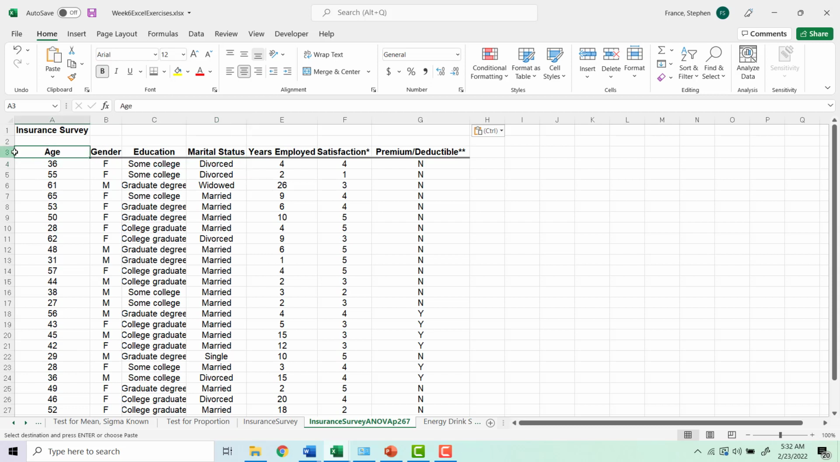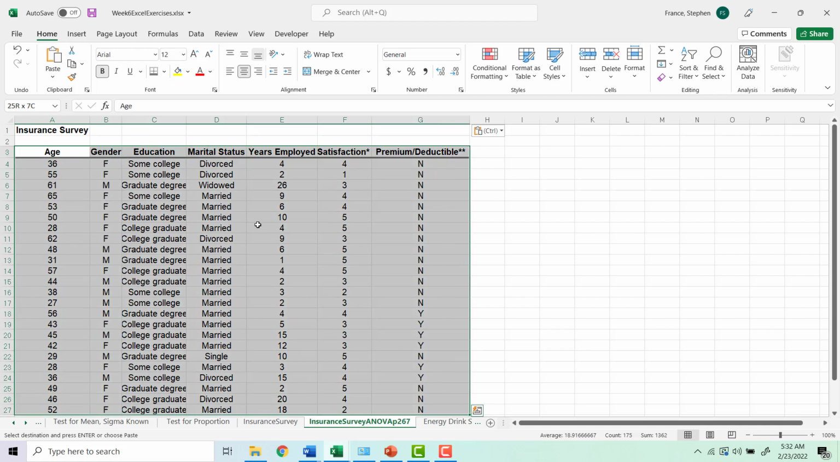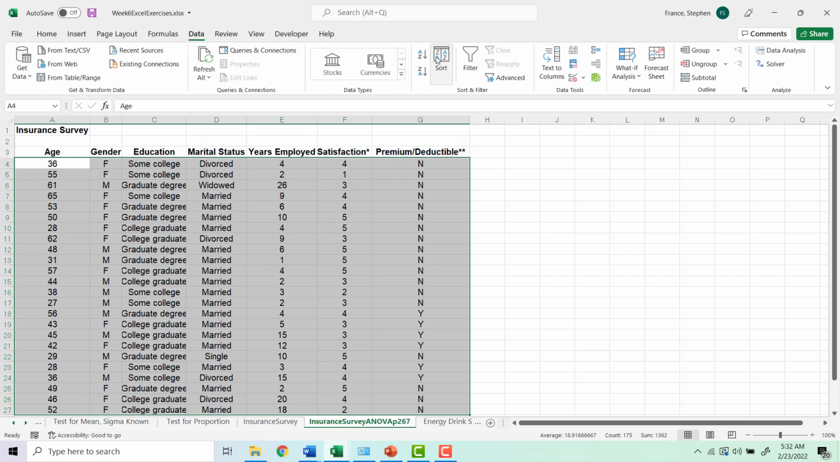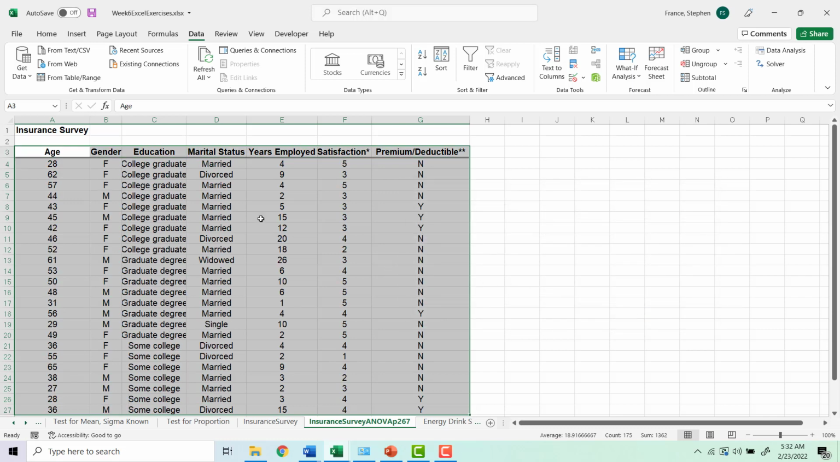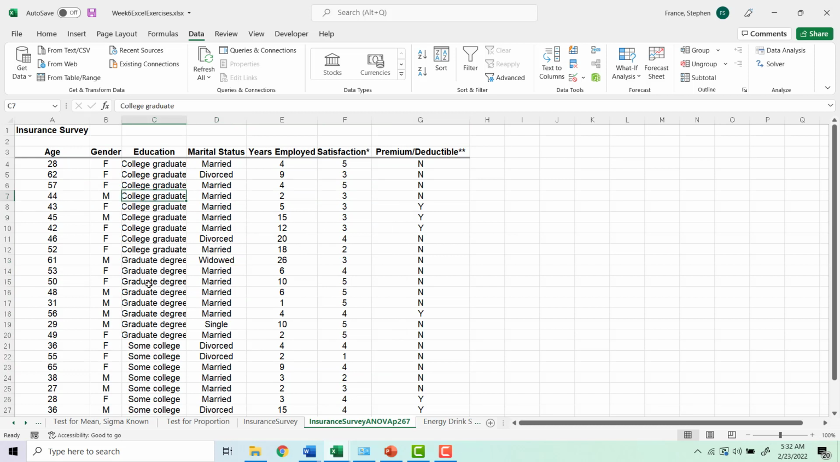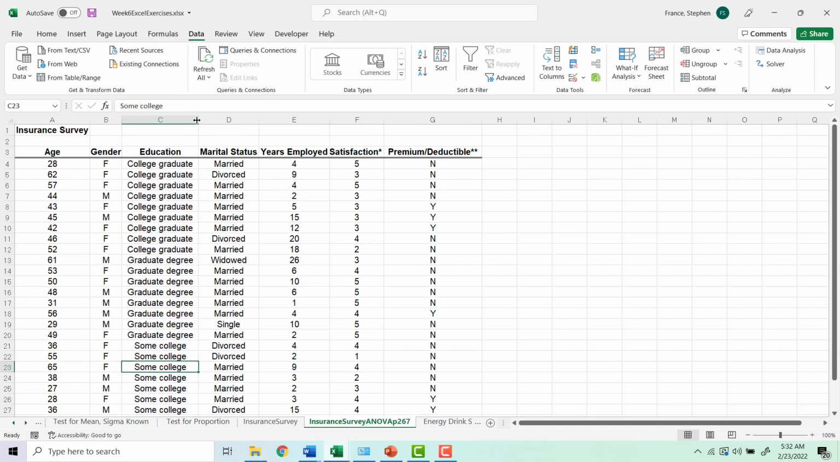Let's start with the obvious thing, which would be to sort our data by the level of education. Just select in the top left, Control Shift, down arrow, right arrow. Oh, it's only a very smallish data set. We want to do Data, Sort, and we're just going to sort by the education level. Okay, and we've got college graduate, graduate degree, and some college. Now, obviously, this is an alphabetical sorting. It's not sorting by the actual level of education.